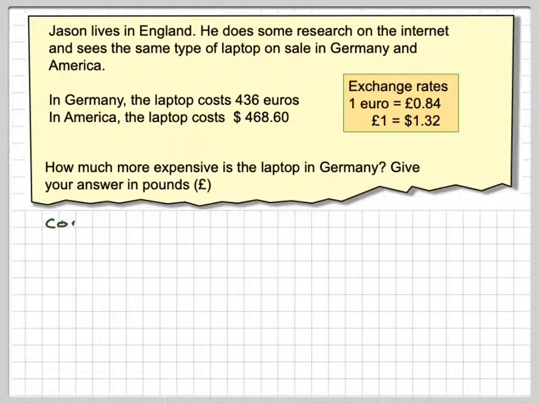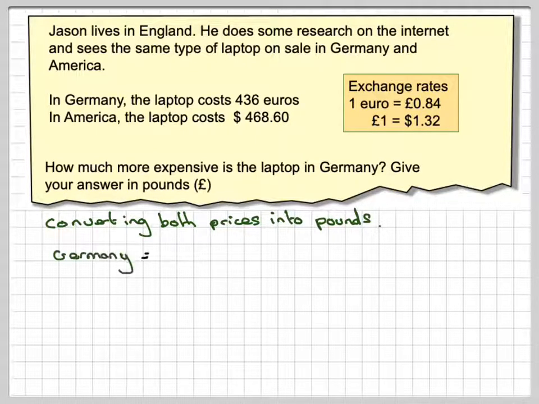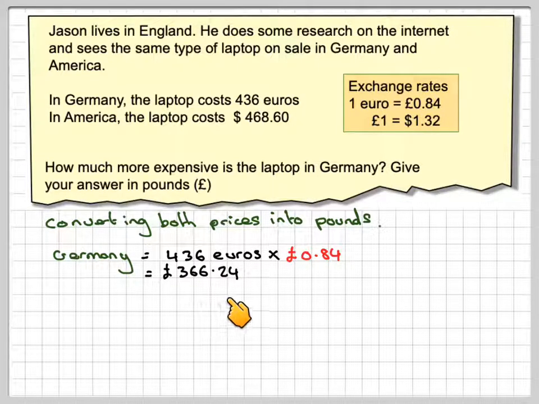So what we have to do is convert both these numbers into pounds. So for Germany, each euro is going to be worth 0.84 of a pound. So we need to do 436 times 0.84, which gives me £366.24.